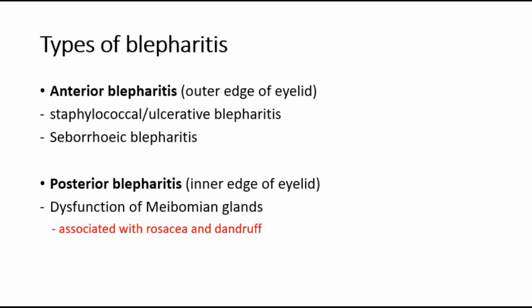Whereas for posterior blepharitis, it affects the inner edge of the eyelid, and it is due to the dysfunction of meibomian glands. So in posterior blepharitis, the openings of the meibomian glands become plugged, blocked, and causing dry eye, which can result in inflammation and infection of the eyelid.